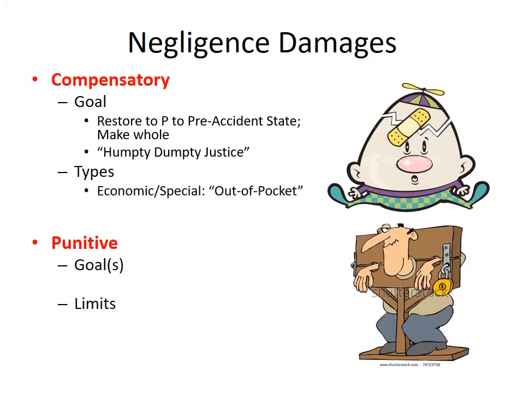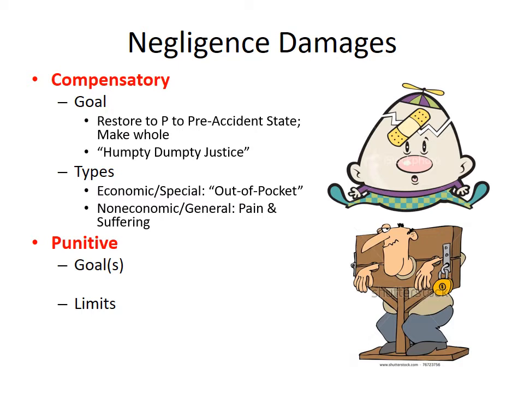We'll talk about two different types of compensatory damage. The first will be called economic or special damages. Those terms are used interchangeably, and these really refer to out-of-pocket expenses. And the second form of compensatory damage we'll discuss are non-economic or general damages, and you probably have heard of this as pain and suffering.